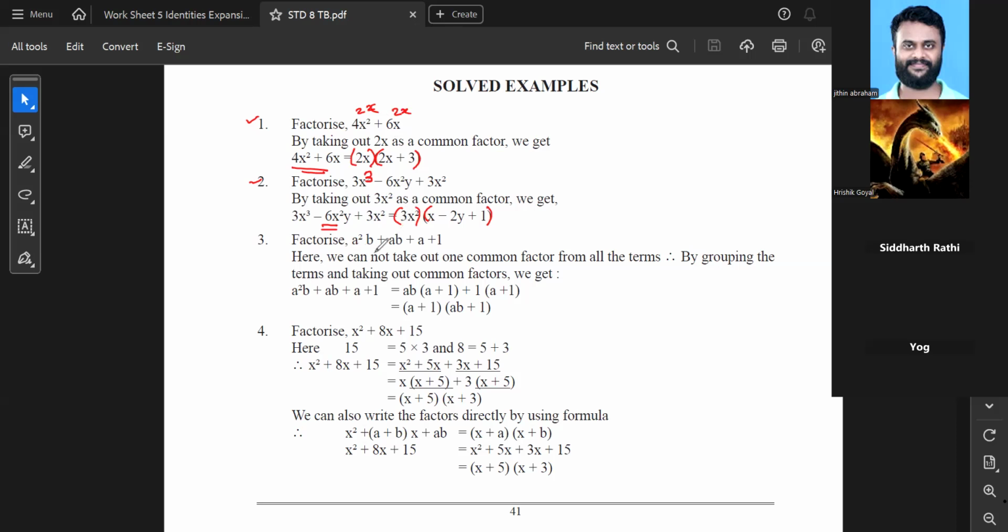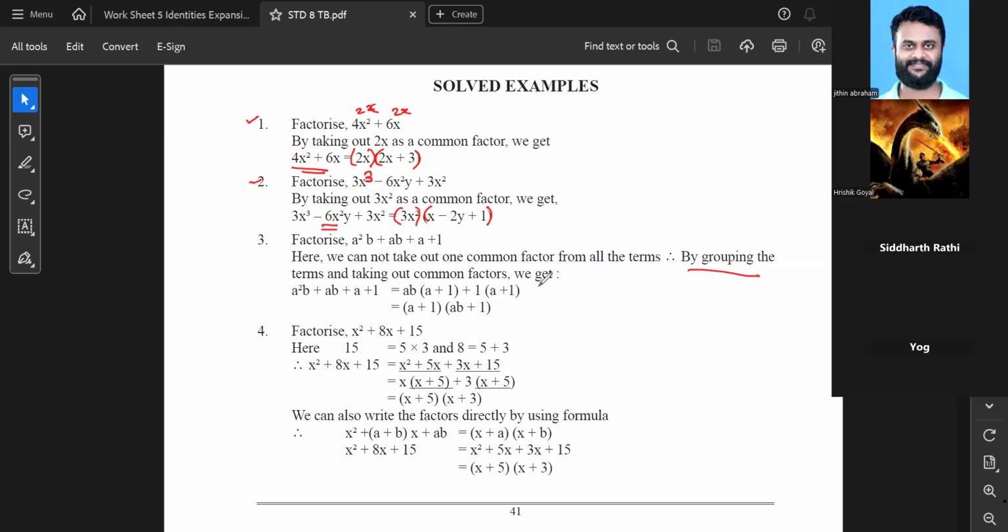But in this case, you can see you will not be able to find one common factor out of all the terms. Here, from the first three terms, you can take a out. From the first two terms, you can take ab out. But from all four terms, you can take only one outside, nothing else. So here we cannot take one common factor out of all the terms. So in such cases, what to do? By grouping the terms, taking out common factors we get.